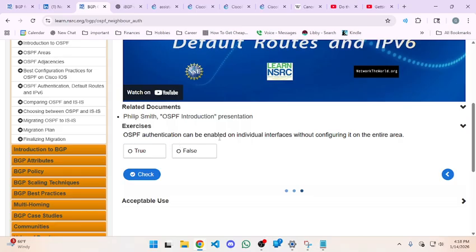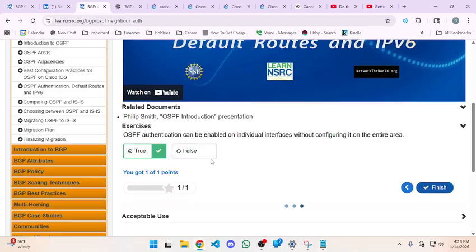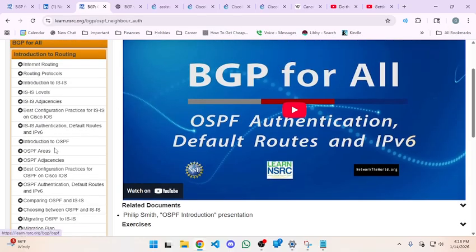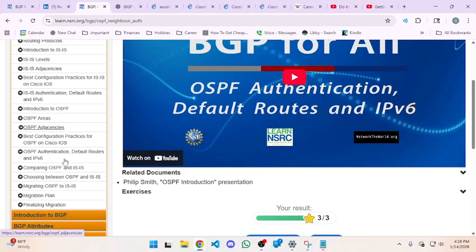OSPF authentication can be enabled on individual interfaces without configuring it on the entire area. True. Yep. Okay, so I don't have to watch the video. No punishment for me.